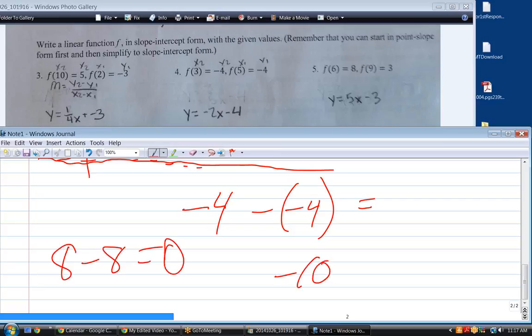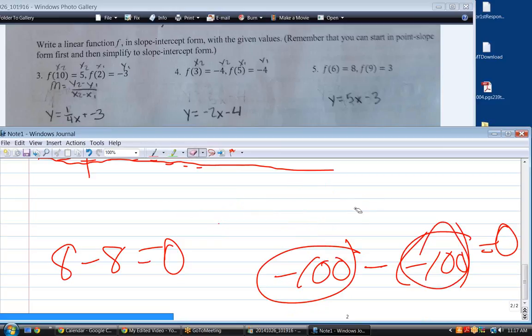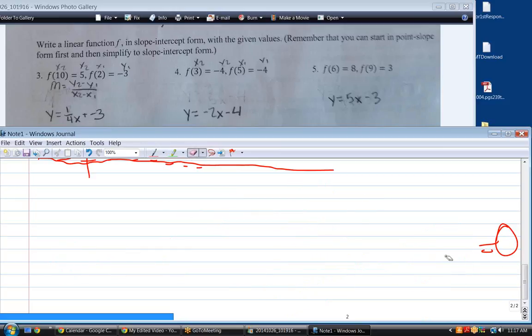If I got -100 minus a -100, that's got to be 0, because that number is the same as that number, and we're subtracting them. So whenever you see the same numbers, know that it's real easy to subtract them. It's always 0. Cool. All right, let's do 5.